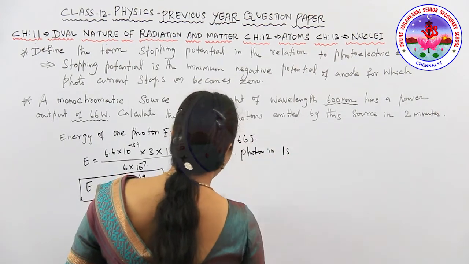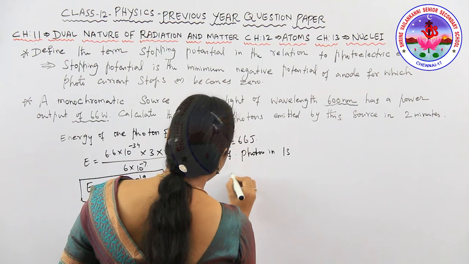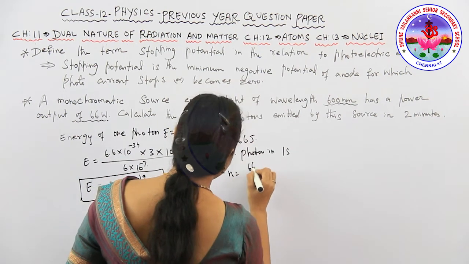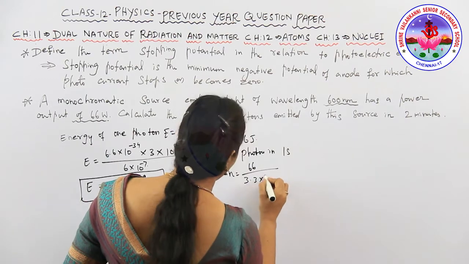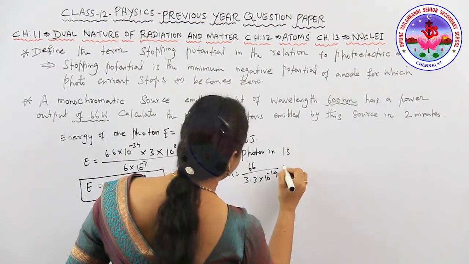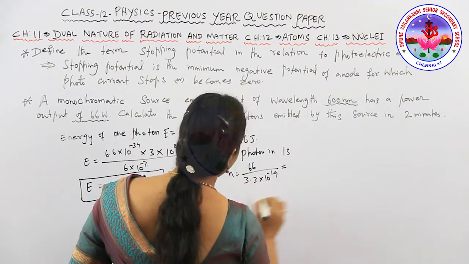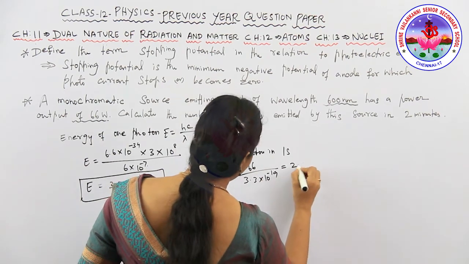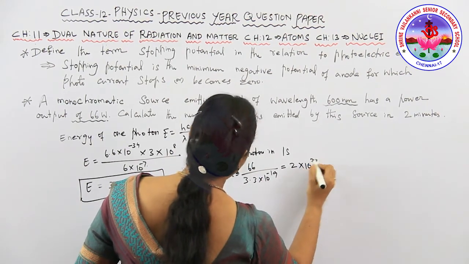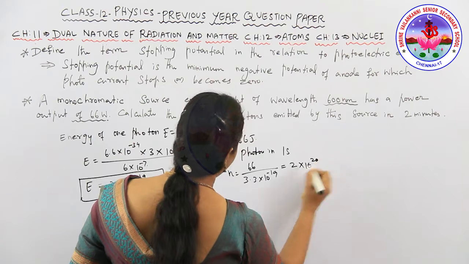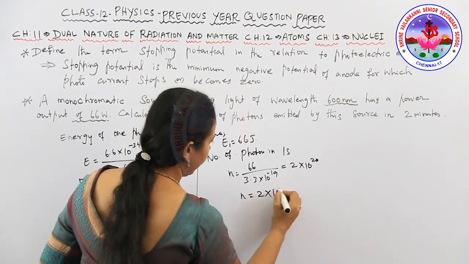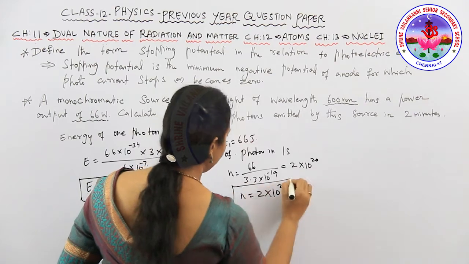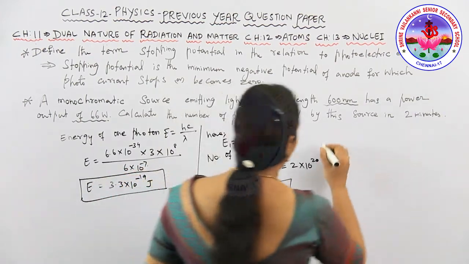So the number of photons in 1 second, N, is equal to 6.6 by the energy, which is 3.3 into 10 power minus 19, right? By simplifying this you will get N equal to 2 into 10 power 20 in the first second. So what will it be?